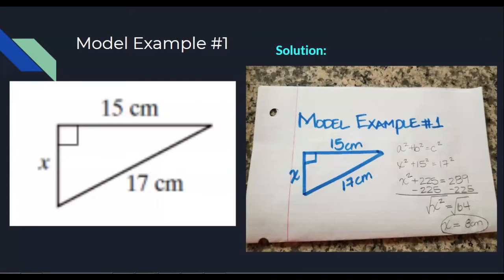So I've substituted in 15 for B. x squared plus 15 squared equals 17 squared. My next step is to square the numbers. 15 squared is 225. 17 squared is 289. Because I'm trying to solve for x, I must get x on one side by itself. So I need to subtract the 225. When I subtract that from both sides, I get x squared equals 64. My last step is to take the square root of both sides. My final answer is x equals 8 centimeters.